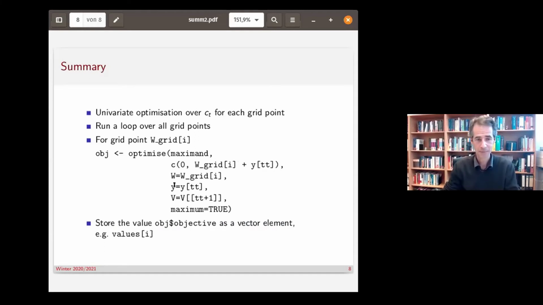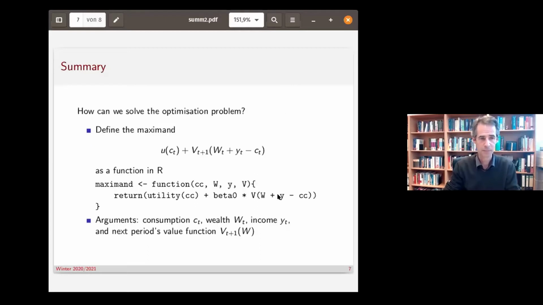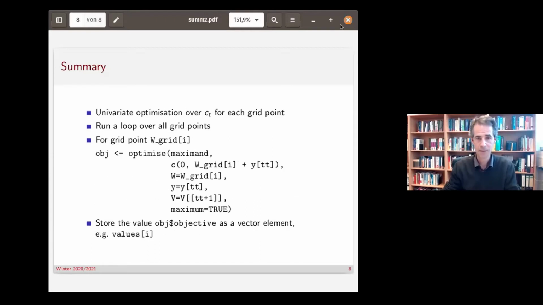And then, after we've done so, we have all the grid points and we have all the values. So we know the value function for period t at all the grid points, and we just use linear interpolation between the grid points. Yeah, that's already it.